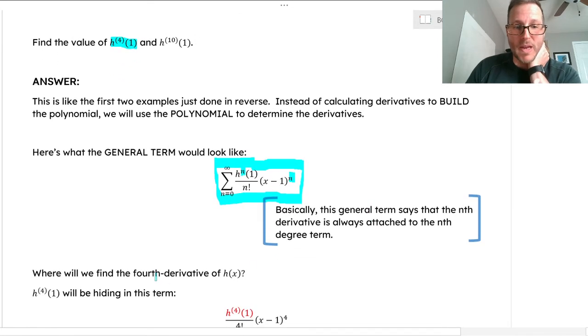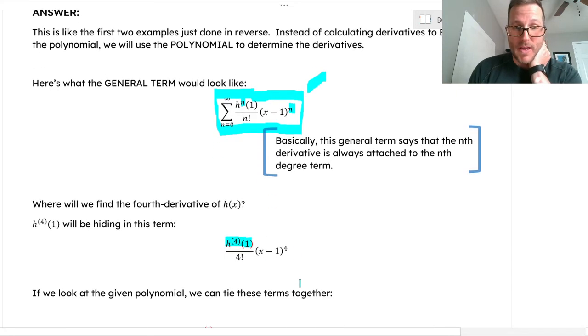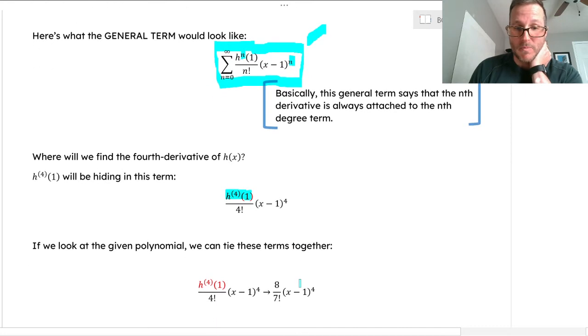All right, so where are we going to find the fourth derivative of h of x? Well, thinking about this up here, generally speaking, it would be the fourth derivative of h at 1 divided by 4 factorial times x minus 1 to the 4th. Well, goody gumdrops, we have that term. That term just so happened to be 8 over 7 factorial times x minus 1 to the fourth. They told us what that was.